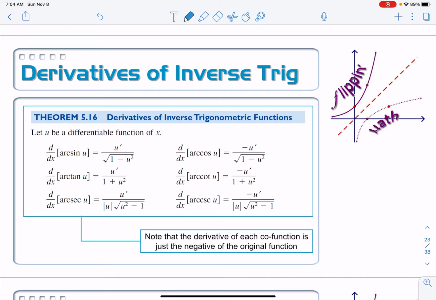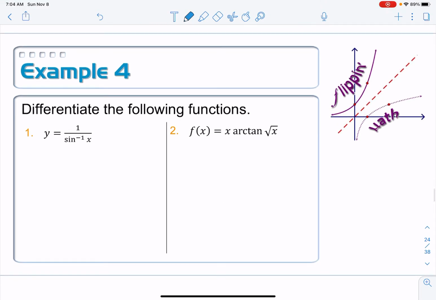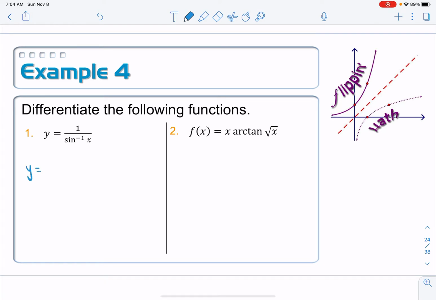Now that we have a number of derivative rules for inverse trig functions, let's put them into practice here on example 4. Differentiate the following functions. On the first one, we have the reciprocal of the inverse of sine. Totally unfortunate notation, and the reason why is because the reciprocal is often written as a -1 exponent, and then this -1 here is not really an exponent. It's supposed to be the notation for the inverse of that function. Sure, there is a relationship between those two things, but in this case it's totally confusing. So I'm going to rewrite it as 1 over arc sine x.